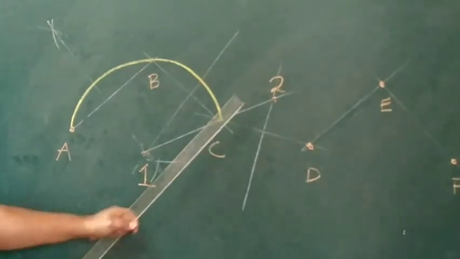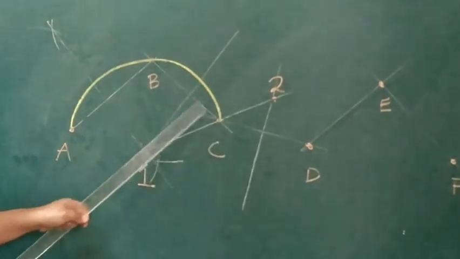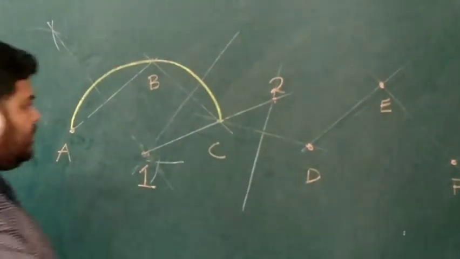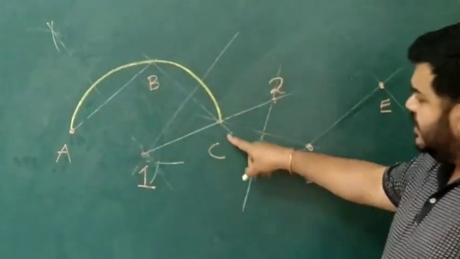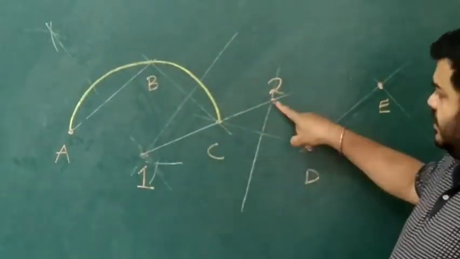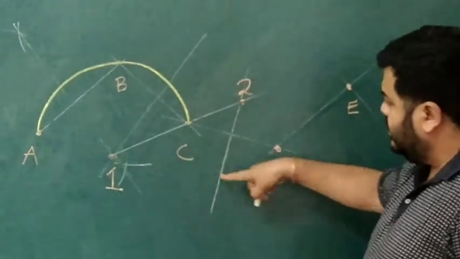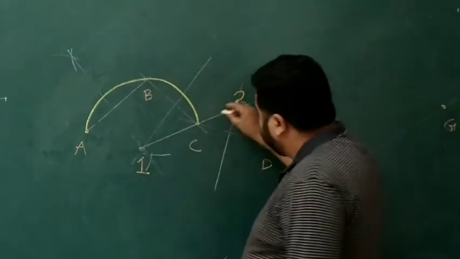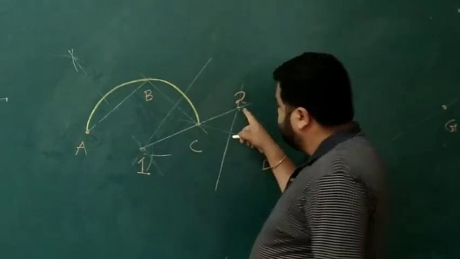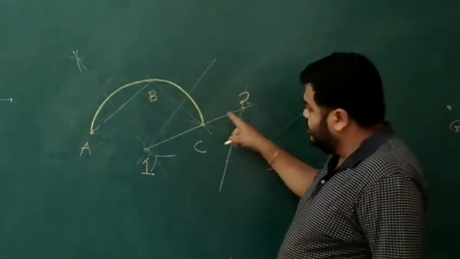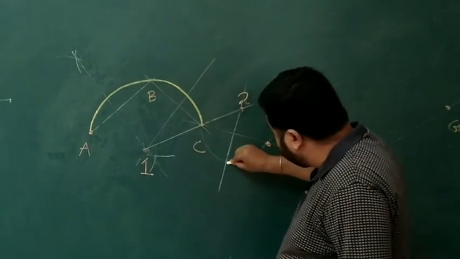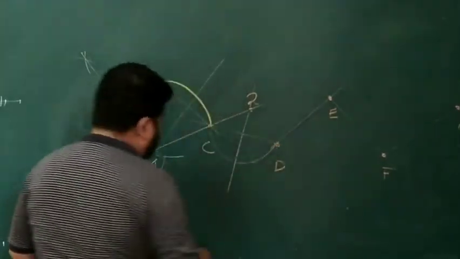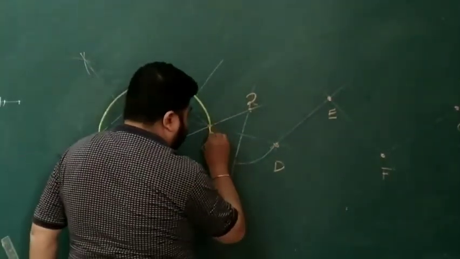Okay. Now taking 2 as center and 2C as radius, draw an arc up to which point? Up to D. You will find arc coming out from point C, centered at point 2, will meet point D. If not, your drawing is not correct. It should meet. It will meet. From point 2, taking 2 as center and 2C as radius, you just draw this arc and it will meet at point D. And you darken it.